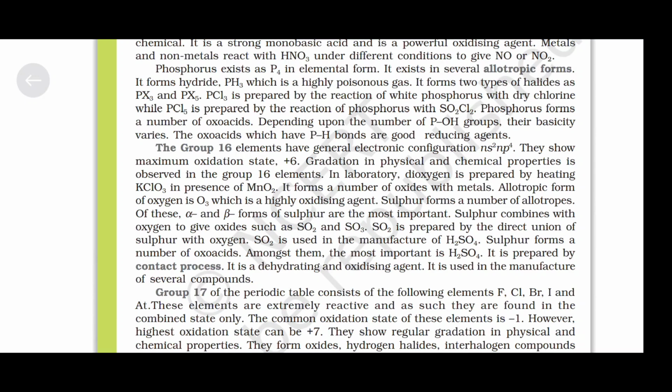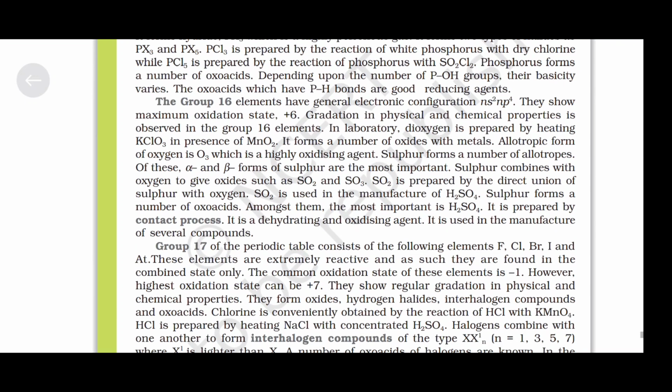PCl3 is prepared by the reaction of white phosphorus with dry chlorine, while PCl5 is prepared by the reaction of phosphorus with SO2Cl2. Phosphorus forms a number of oxoacids depending upon the number of P-OH groups. Their basicity varies. The oxoacids which have P-H bonds are good reducing agents.